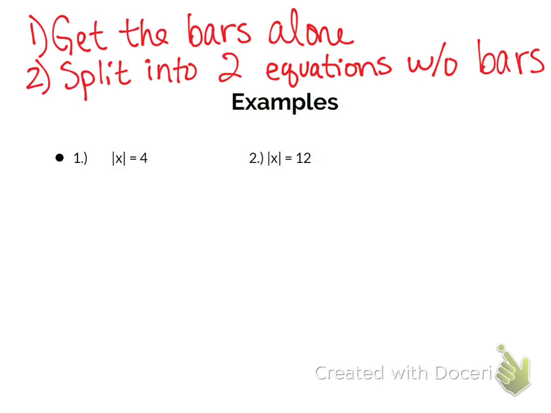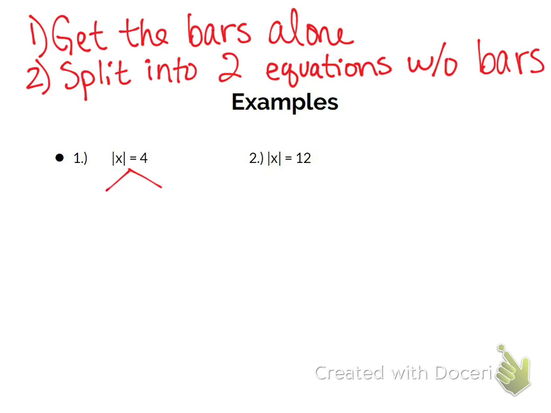So our first step is to get the bars alone. Is there anything outside of my bars right next to it? Anything out in front? Anything right behind it except for the equal sign? No, so the bars are alone. That's always going to be our first step. These first couple problems, they already did that for you. Once the bars are alone, we're going to split it into 2 equations. This is the big important part.